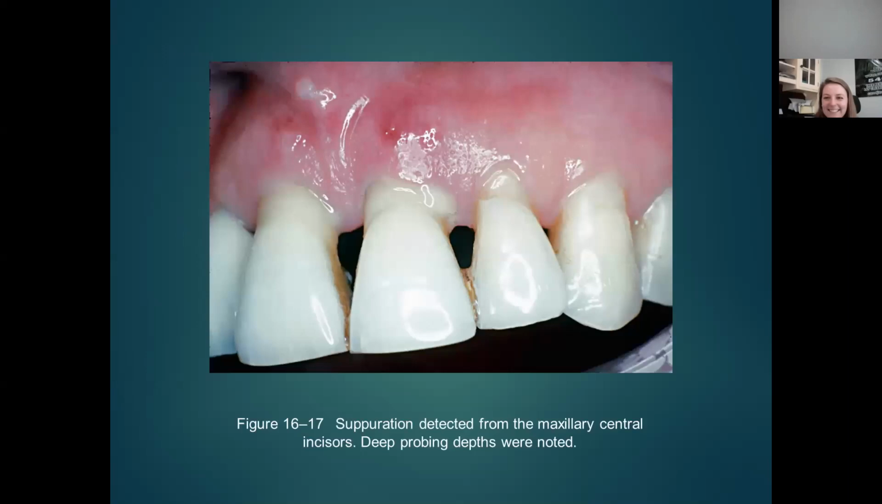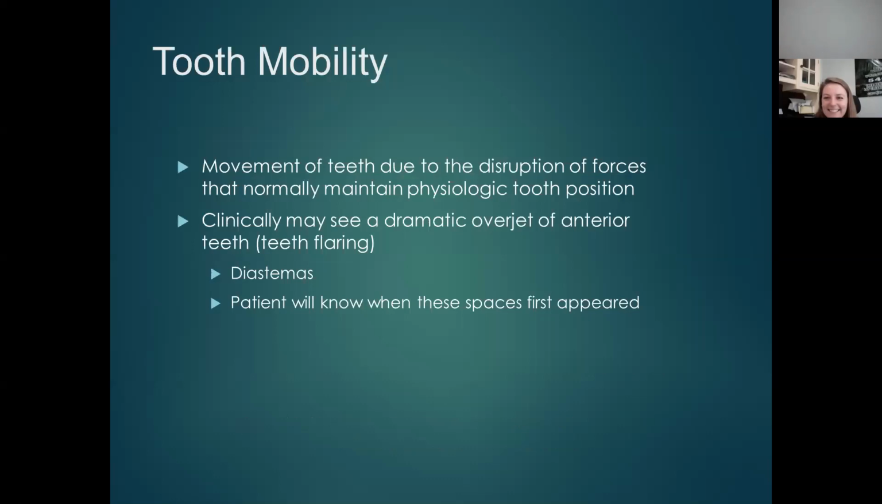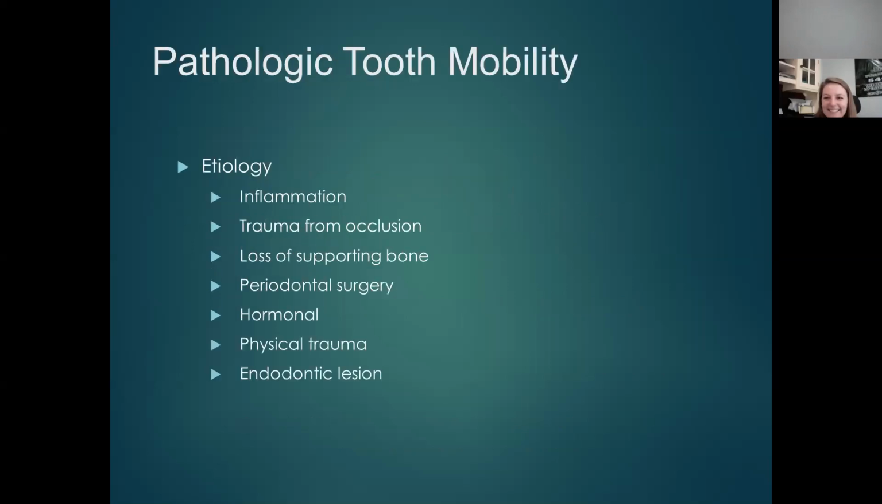Now, deep probing depths were noted here. Wouldn't you love to just squeeze and see what comes out of there? You can also see a little bit of redness right here with 2 little bubbles. Is that an endo or a perio abscess or a combined? You'll need further investigation, and one of those would be a radiograph. You're checking for tooth mobility and fremitus. You're checking the patient's bite.